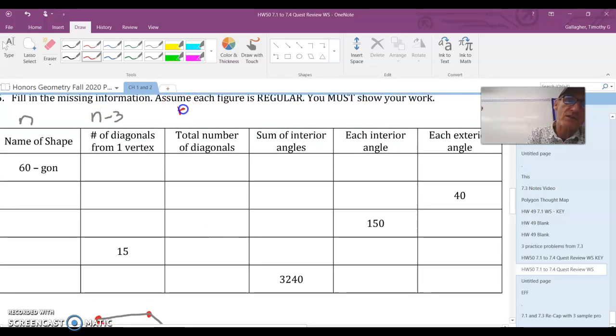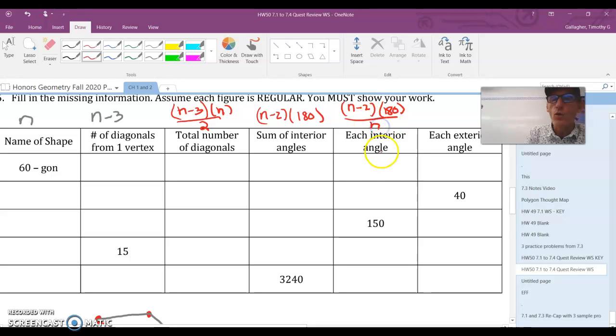The total number of diagonals is n minus 3 times n divided by 2. And the sum of the interior angles is n minus 2 times 180. And each interior angle is n minus 2 times 180, oops, not divided by 180, times 180 divided by n. Or it's the supplement of each exterior angle, because each exterior angle is 360 divided by n. And remember, this is n. This is a number, okay?